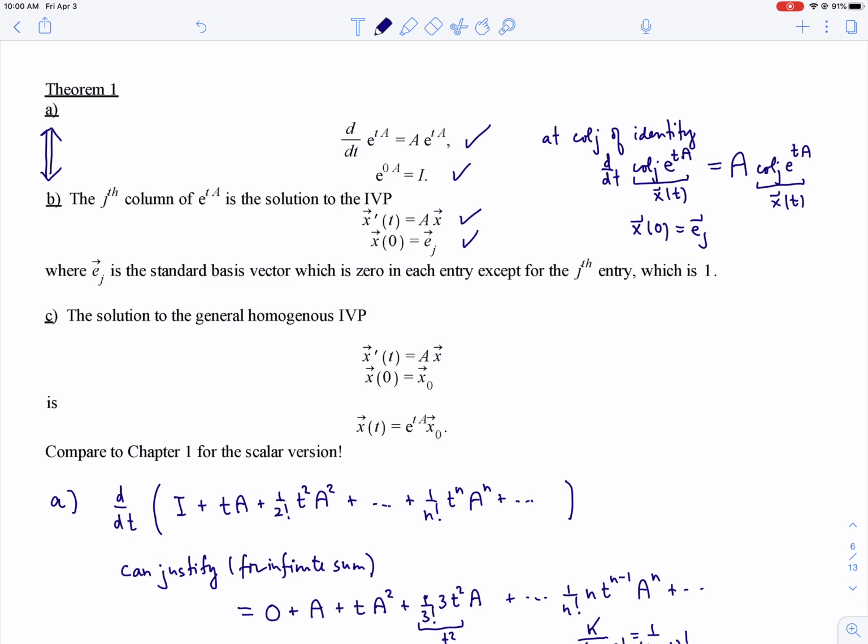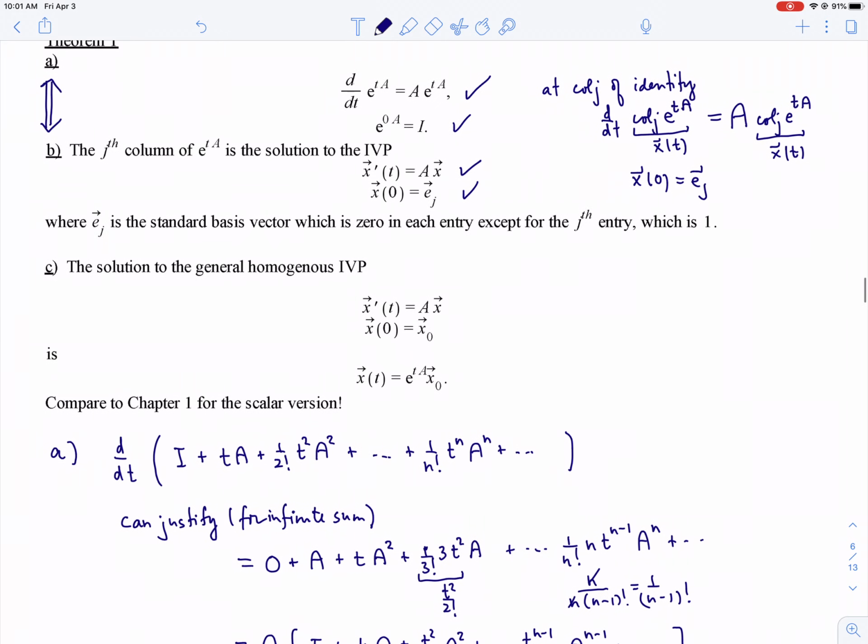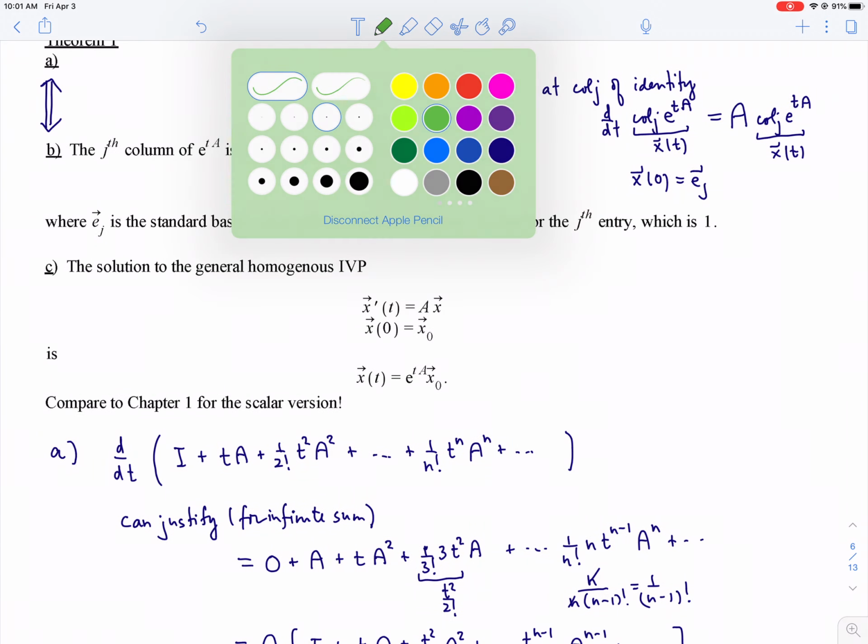Okay, so that shows why A implies B, but if you look at it, it's actually showing the equivalence, that to say the statement for e to the tA is the same as saying the statements in part B for the jth columns. Now what's interesting about B is those initial value problems are of the sort we've already been solving, and we'll come back to that.